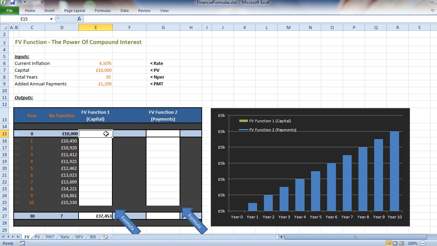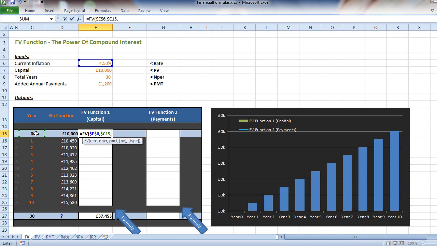So the first thing is we need to enter in the equal sign and then FV for future value, open bracket, and let's take a rate 4.5%, fix that. And then it says, well, over what period of time? Well, at the moment we're at year 0. So we're going to link it to year 0. And we're going to fix the column, and then we're going to say, well, how much are we starting with?